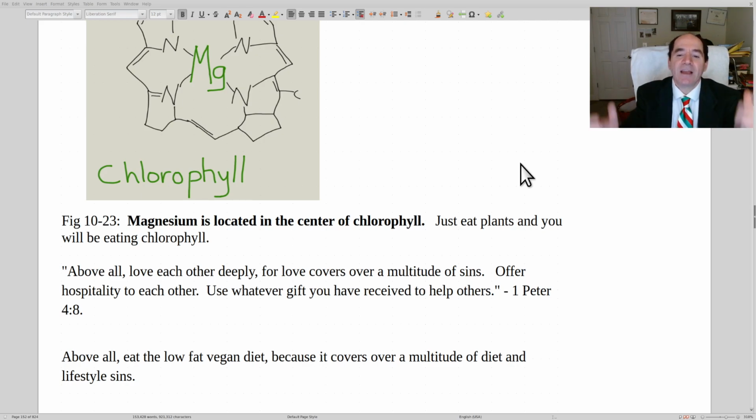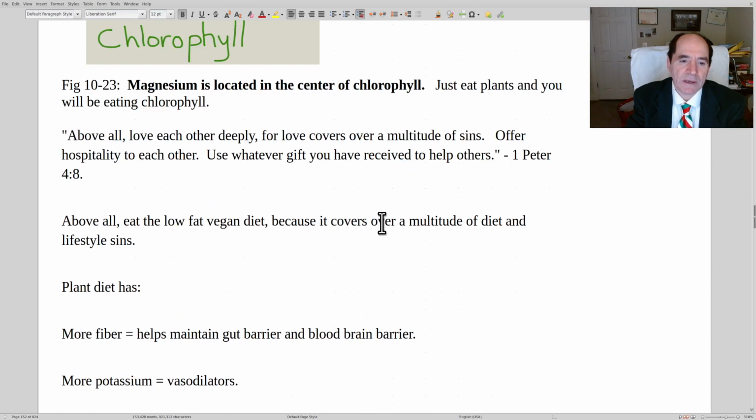So what I'm saying is it doesn't have to be that way. It's one of the main points of this whole book. And that's why the vegan diet is so powerful. It's the most powerful thing in all of medicine.